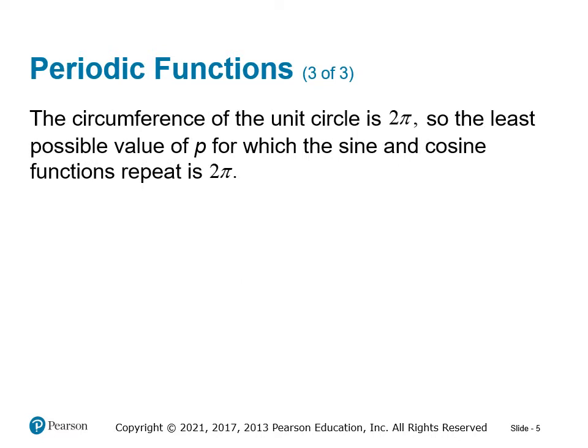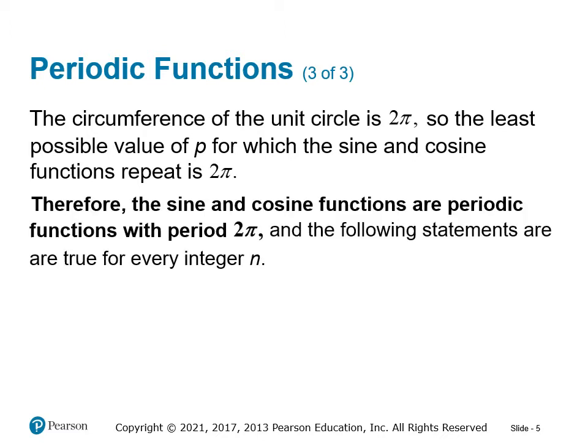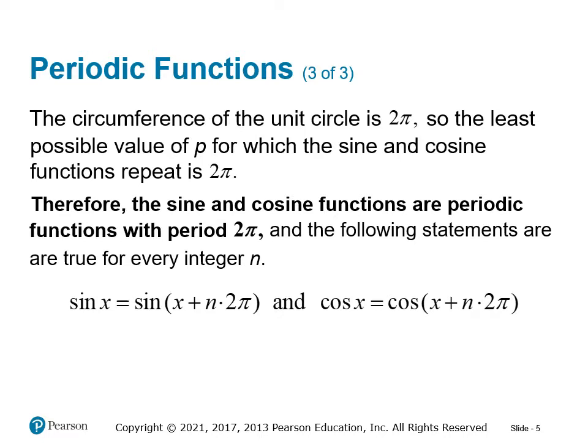The circumference of the unit circle, as we go one revolution around the unit circle, it's 2 pi. So the least possible value of p for which sine and cosine repeat is 2 pi. Therefore, the sine and cosine functions are periodic functions with a period of 2 pi, and the following statements are true for every integer n.